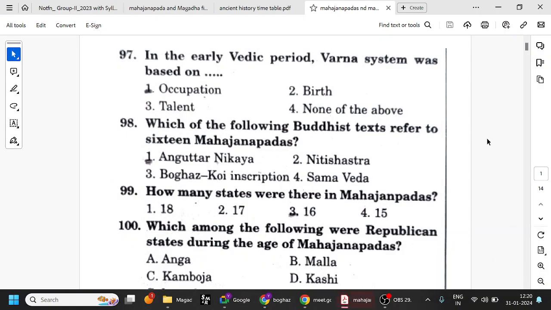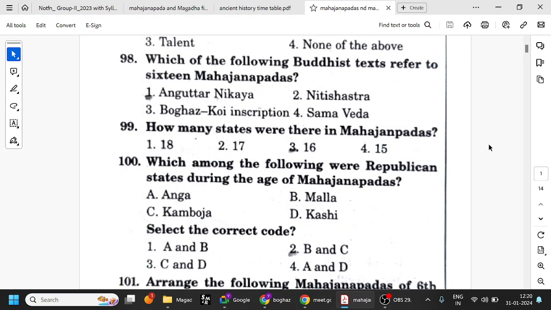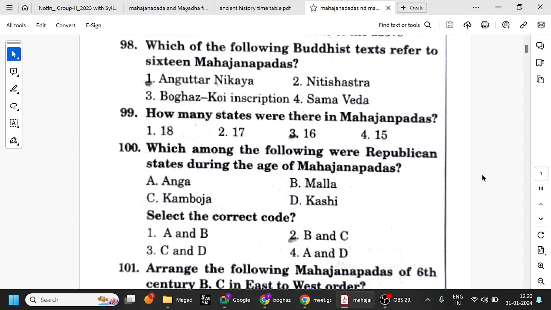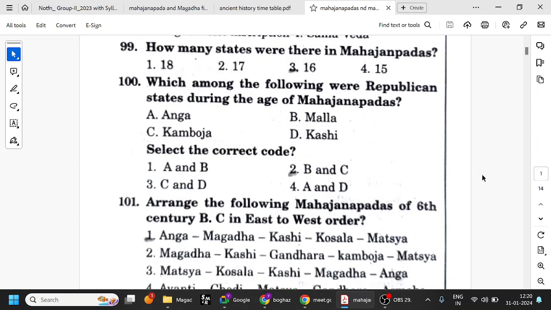Anyway, how many states were there in the Mahajanapadas? Very basic, 16. So this was the important question.